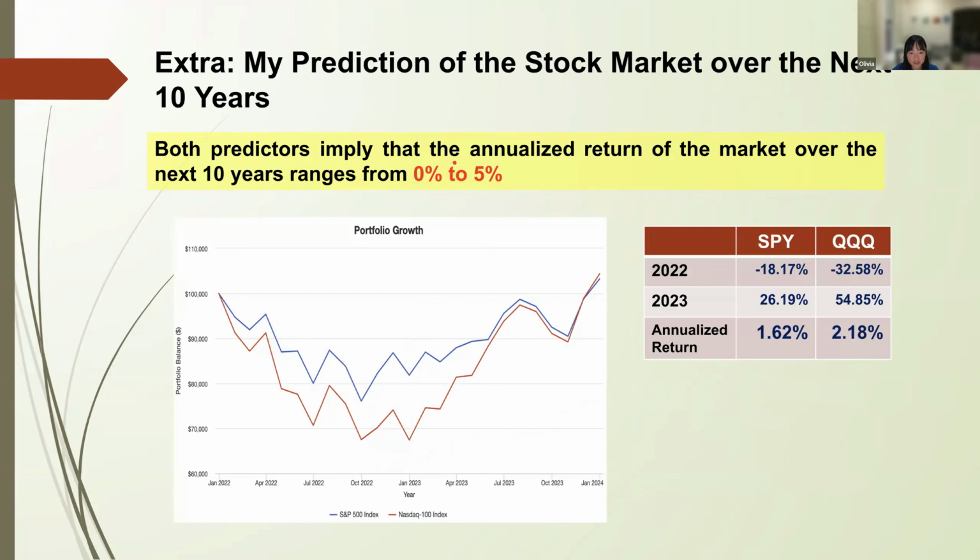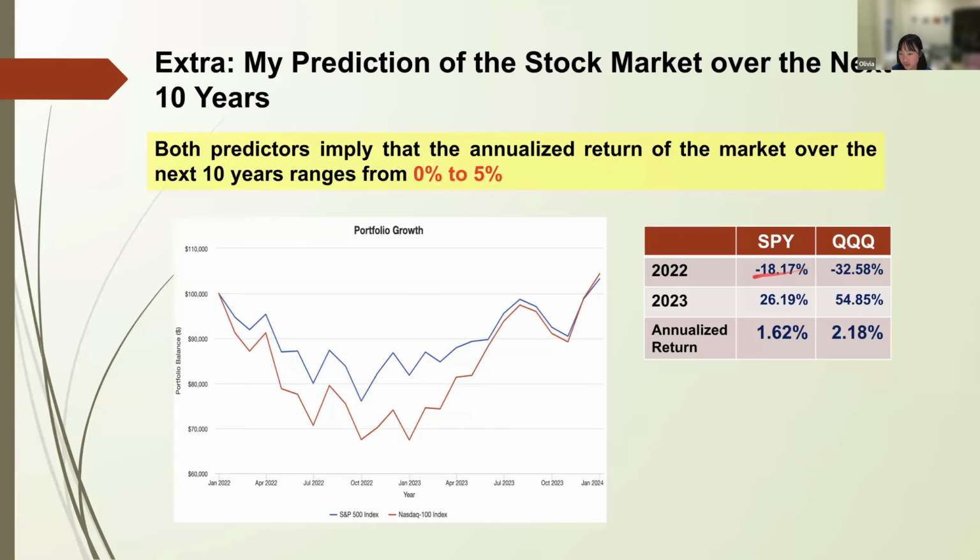So both predictors imply that the annualized return of the market over the next 10 years ranges from 0% to 5%. You can see from this chart. Actually, in 2022, SPY had a loss of 18.17%, and in 2023, it had a gain of 26.19%. So while you might think it would end up with a pretty large positive return, it actually ended up with an annualized return of 1.62%. Because as a famous investor once said, if something goes down 50%, it will have to go up 100% to go back to its original position.